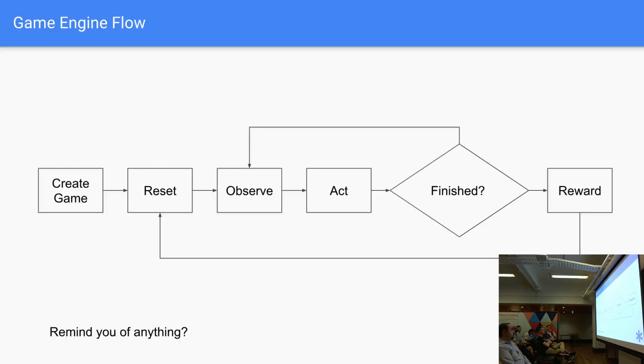So this is the main game engine, the game flow. As I pointed down there, remind you of anything? This is essentially the state, action, reward structure that you would have in any machine learning. So state being observed, and here's your reward at the end.